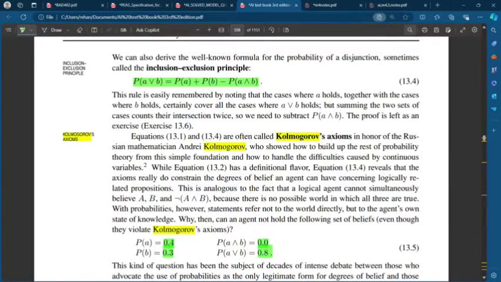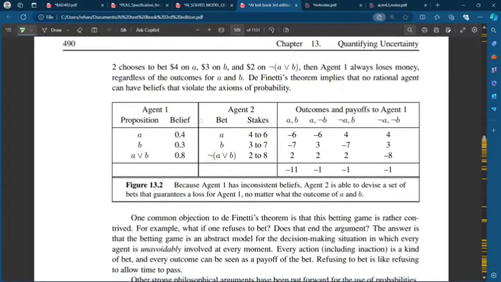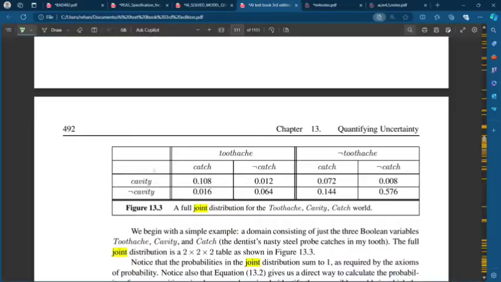So this is important. Let me just remove this now and type inference using full joint. Perfect, I have come to the proper place. Now you can see here, right? This whole table is very important for us right now.